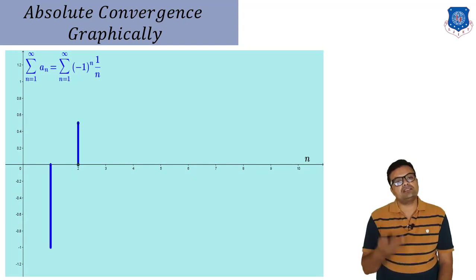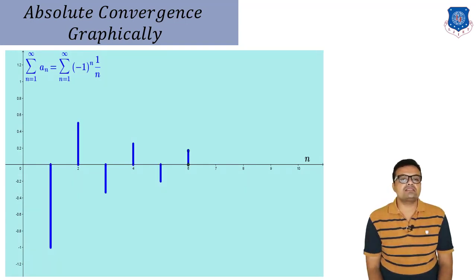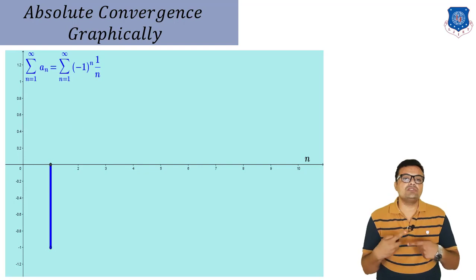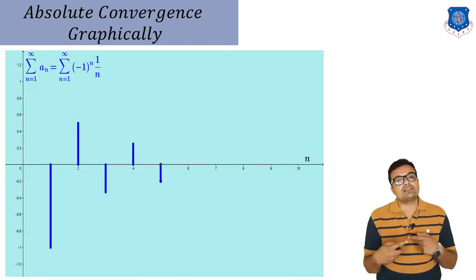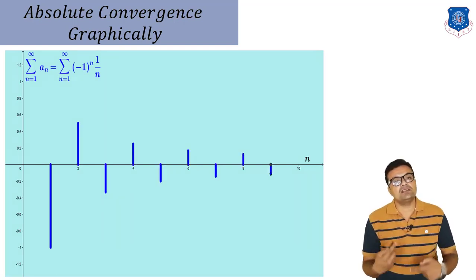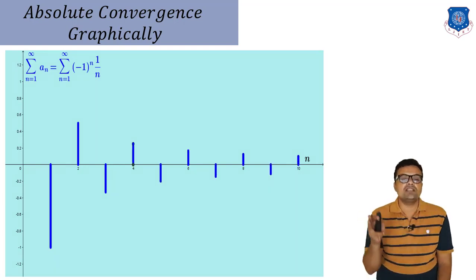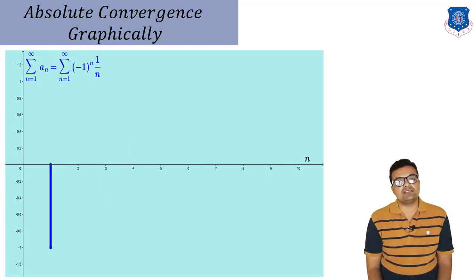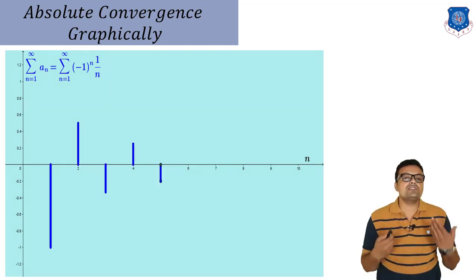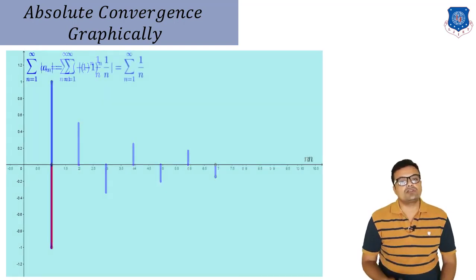Now let me take another scenario. Here I am taking a series which is eventually decreasing, but it is alternating also by nature. So again see, the bars are fluctuating towards the x-axis. Some bars are above the x-axis and some bars are below the x-axis. But once you move towards infinity, the values are decreasing. So now how to check whether this series is convergent or not?